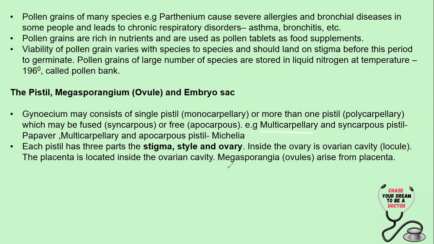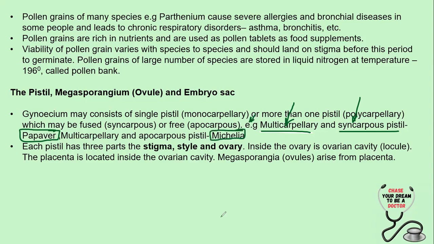Multicarpellary, oh my god, I think you will not be able to see that. Multicarpellary syncarpous, that is more than one carpel fused pistil, is found in Papaver. Where can you find that? You will find that in Papaver. And the multicarpellary apocarpous pistil you will find in Michelia. Where will you find that?